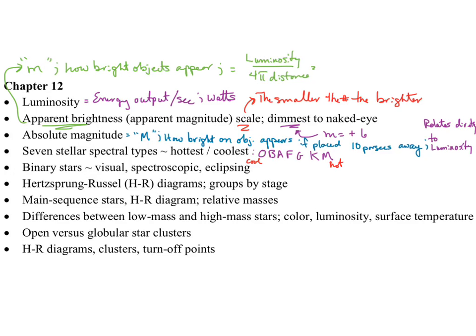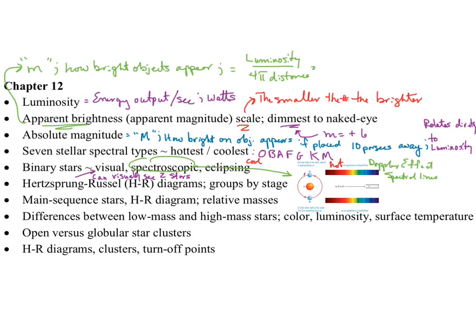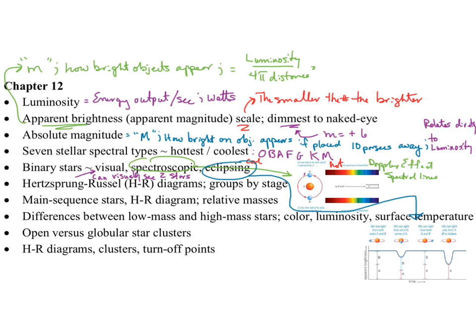So binary stars, like the companions, there are 3 ways to tell that you have binary stars. One is visual: you can actually see 2 stars. The other one is spectroscopic, and I have that little figure there. Spectroscopic uses the Doppler effect in spectral lines. And the last one is eclipsing. If you have a pair of stars where one goes in front of the other, giving you different amounts of light, you know you've got 2. That's eclipsing.